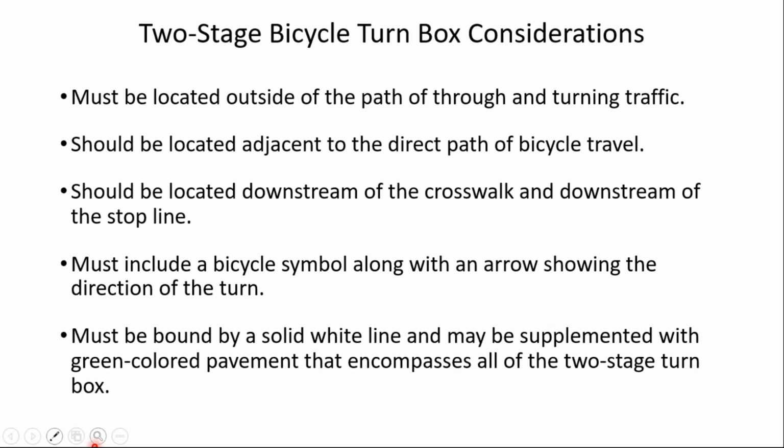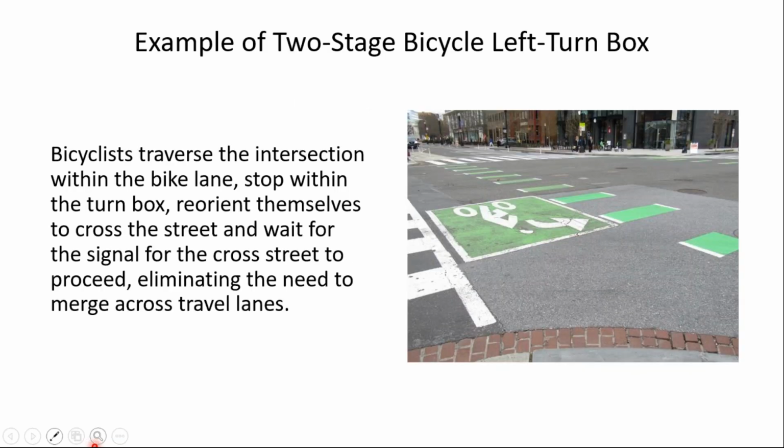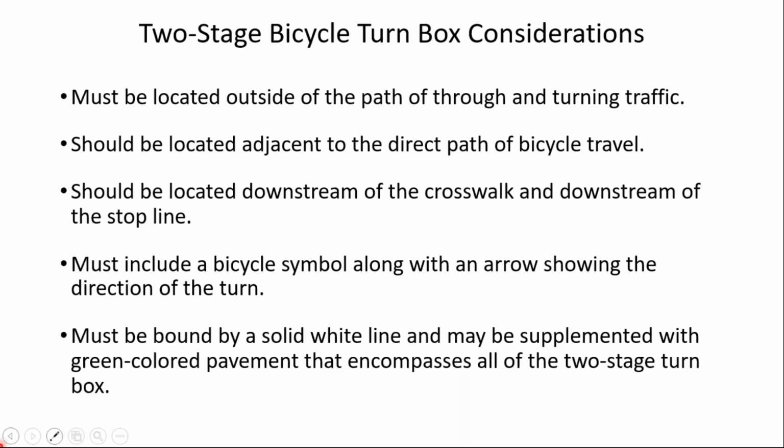And also it must be bound by a solid white line and may be supplemented with green colored pavement that encompasses all of the two-stage turn box. So the green pavement, again, is not mandatory, but notice this one, they did use green pavement, and the box is outlined with a solid white line around the perimeter of the box.